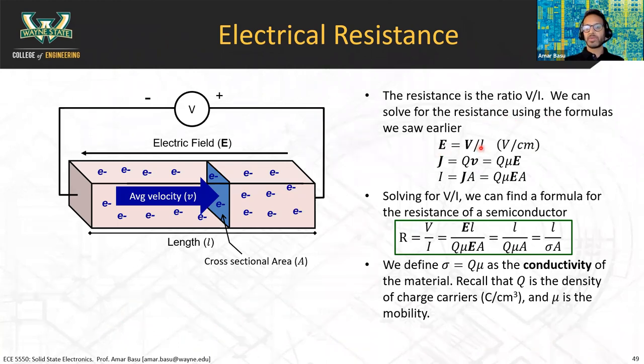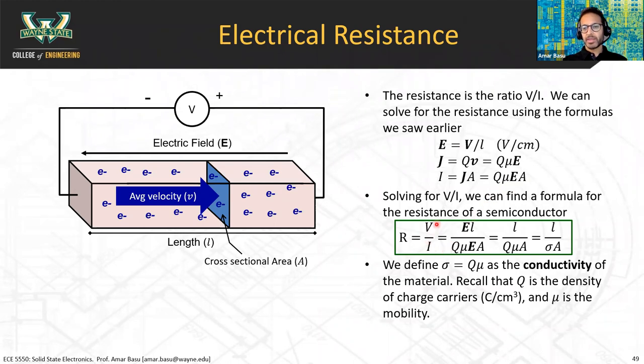The electric field is V over L. Current density is Q times V, Q times velocity, which is Q mu times E. And then the current is equal to the current density times the area. So the current is equal to Q, charge density, times the mobility, times the electric field, times the cross-sectional area.